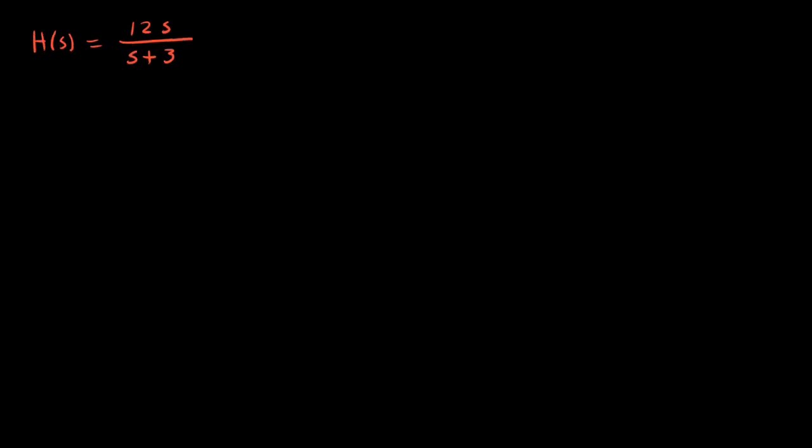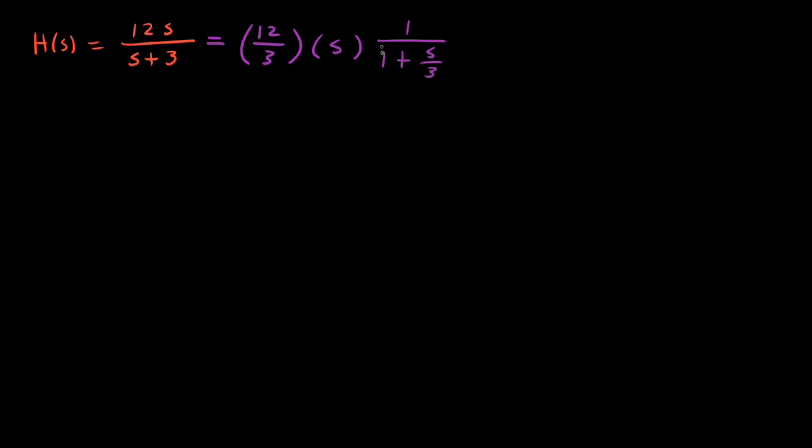Using the decomposition I had before, I can write this as 12 over 3 again, times s, times 1 over 1 plus s over 3. No surprise there. So this is really our 3 cascaded systems. I've got a constant gain, that's one system, so to speak. I've got a 0 at the origin, that's another system. And I've got a simple pole at omega equal 3 radians per second.